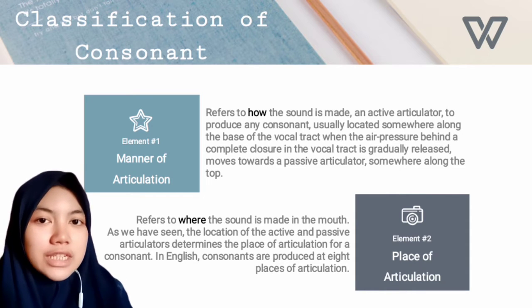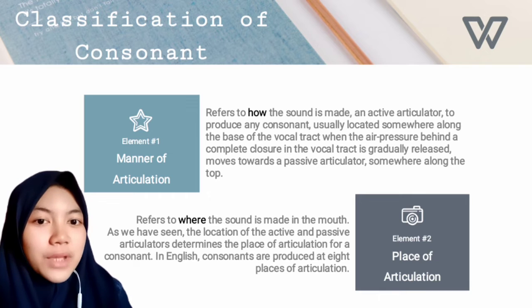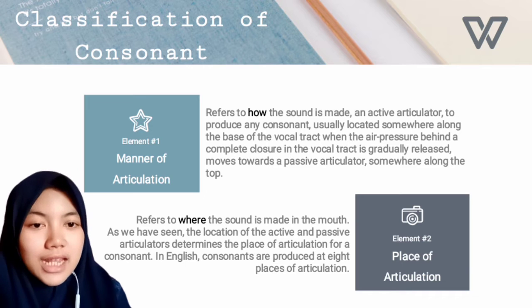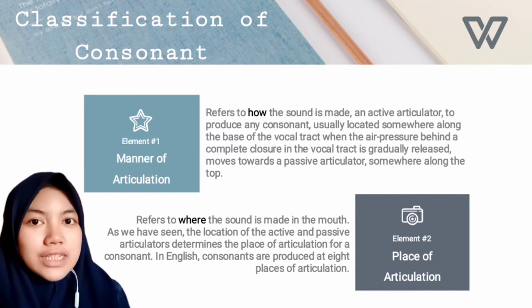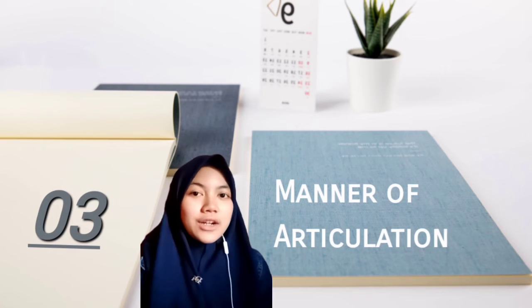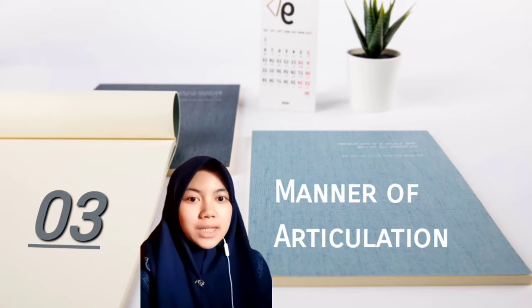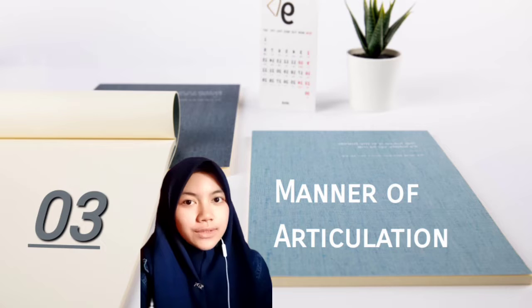So, place of articulation refers to where the sound is made in the mouth. As we have seen, the location of the active and passive articulators determines the place of articulation for a consonant. In English, consonants are produced at 8 places of articulation. 3. Manner of articulation. There are 6 basic manners of articulation that we will look at.